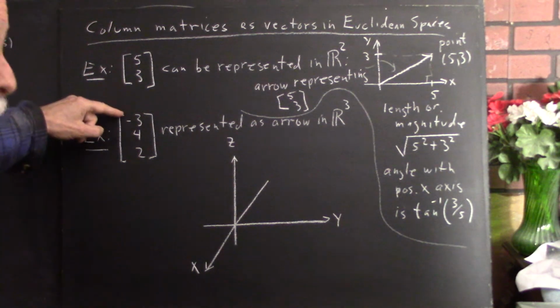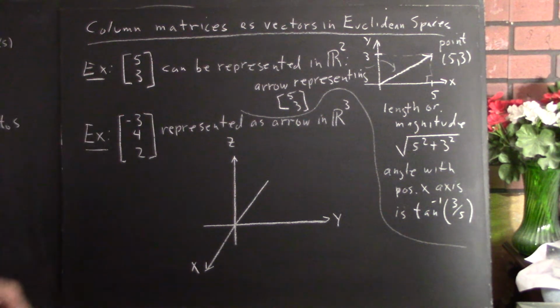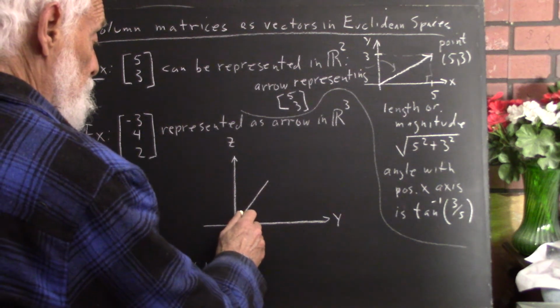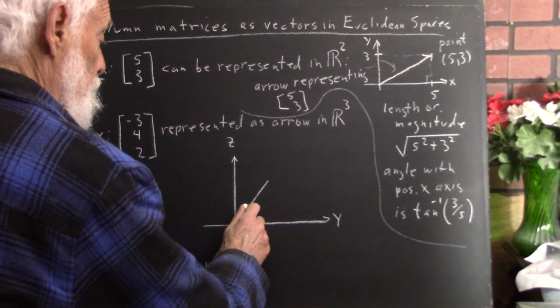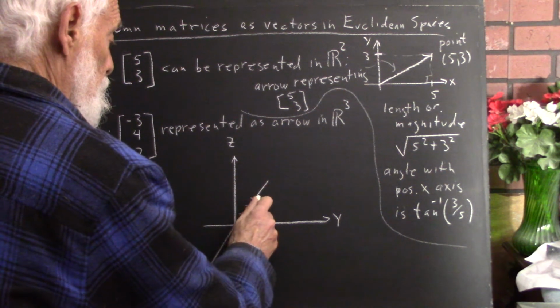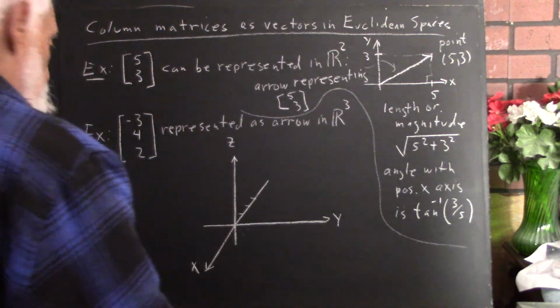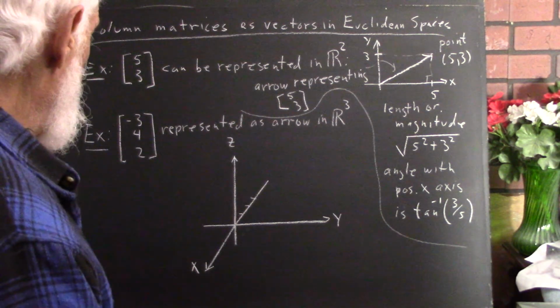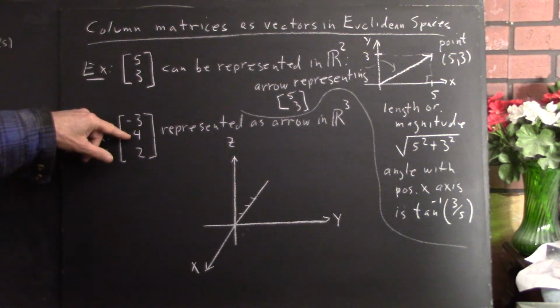Okay. Now, another example, the vector negative 3, 4, 2 can be represented as an arrow in R3. Well, negative 3 is going to be the x component. So x is negative 3. Well, let's just say units are about this big: negative 1, negative 2, negative 3. So here's your x component, negative 3. The y component is 4.